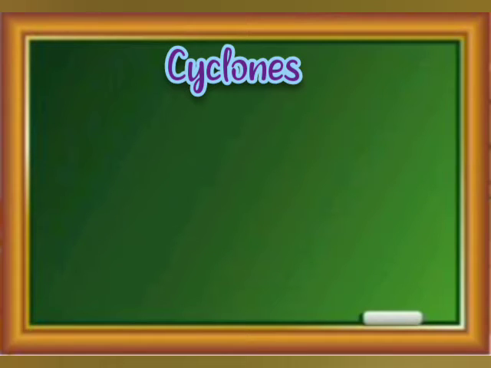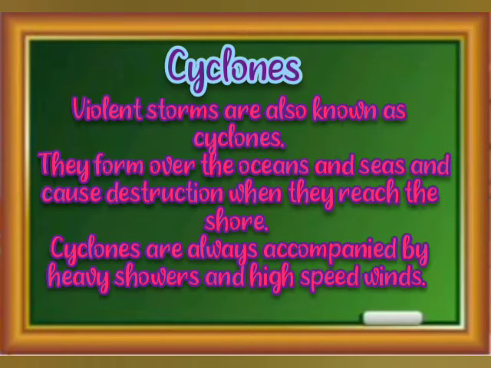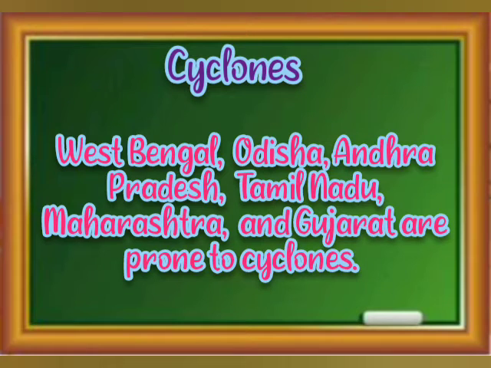Now let us see what is cyclone. Violent storms are also known as cyclones. They form over oceans and seas and cause destruction when they reach the shore. Cyclones are always accompanied by heavy showers and high-speed winds. West Bengal, Odisha, Andhra Pradesh, Tamil Nadu, Maharashtra and Gujarat are prone to cyclones.